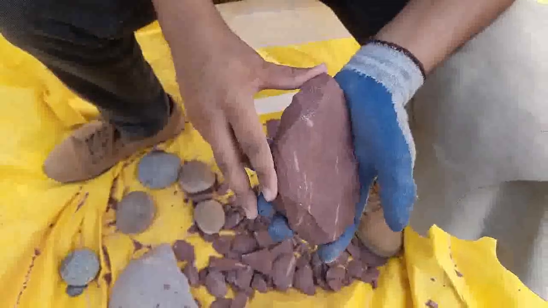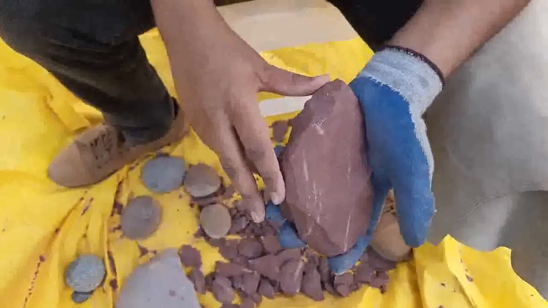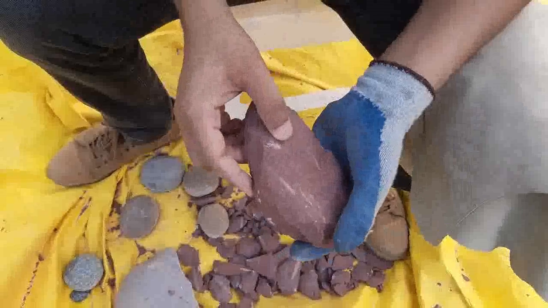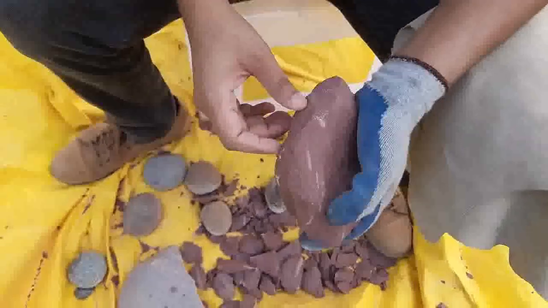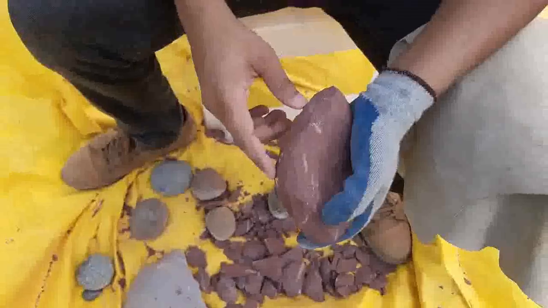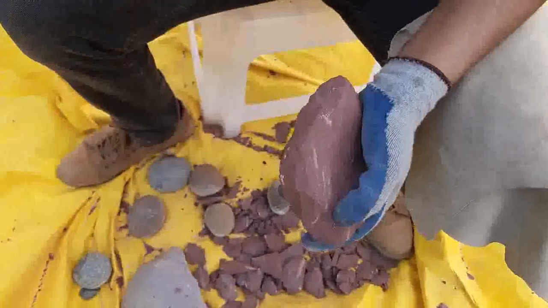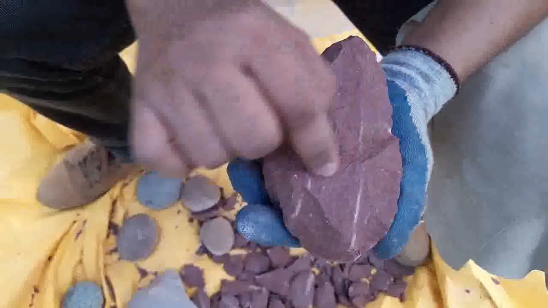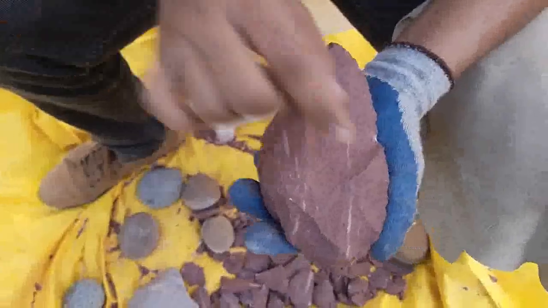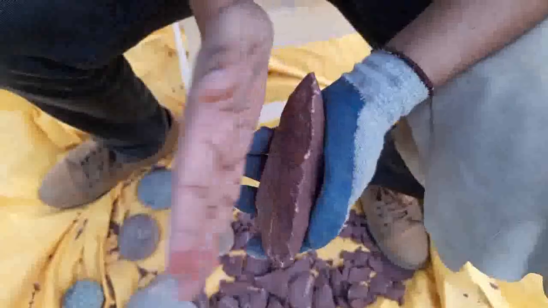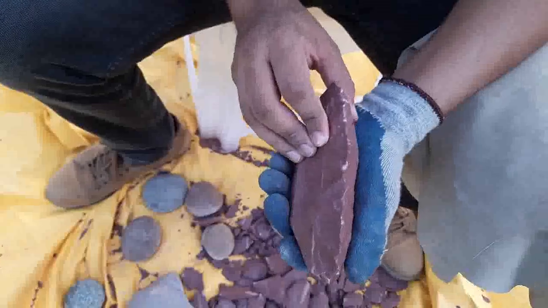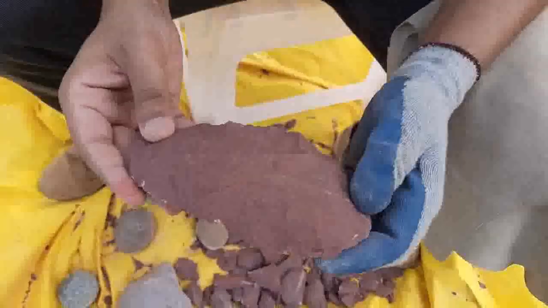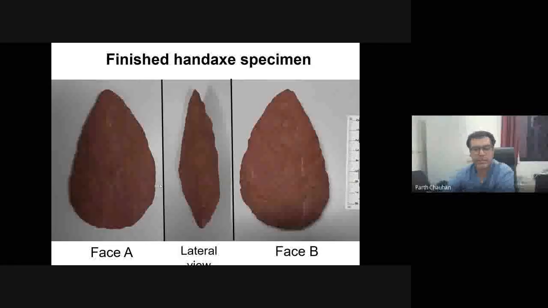If we invest more time and more hours, we can make better hand axes. And even if I use a soft hammer, soft hammer means a hammer made of antler or wood or any other soft stone, even sandstone, by doing that we can take longer, thinner flakes, and that can actually reduce the thickness to a more refined hand axe. So that's it. This is the final product.